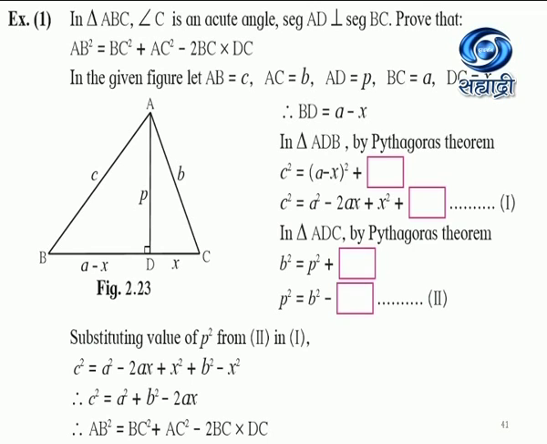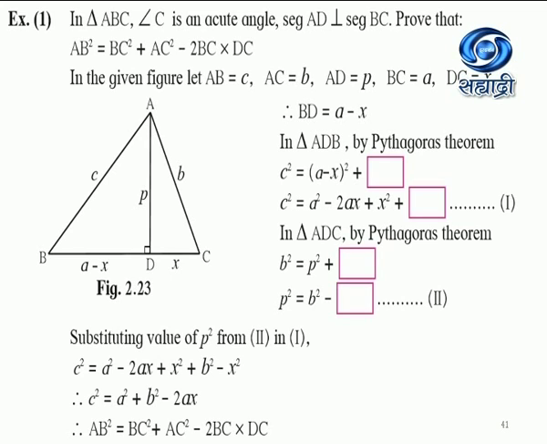Segment AB is one of the sides of the triangle. Segment AD is perpendicular to BC. And we have to prove that AB square is equal to BC square plus AC square minus 2 BC into DC. Have a look properly at the figure.